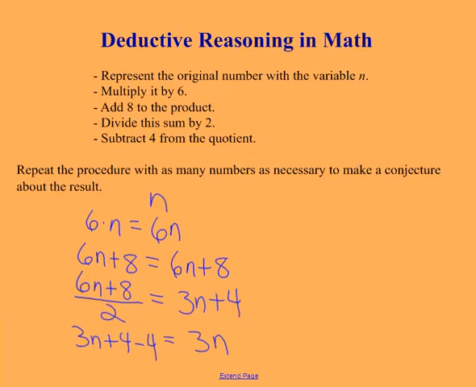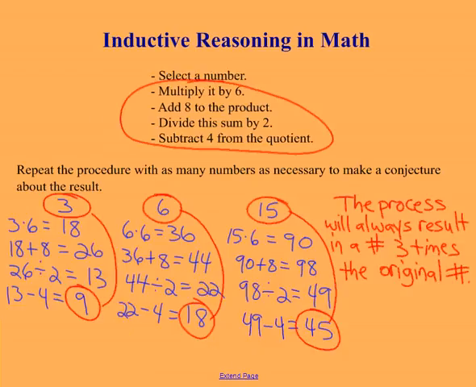Now, take a look at what we started with and what we ended with. Our original variable n can represent any number. So we finished with 3 times n. So what you see is, using inductive reasoning, we came up with a conjecture over here that was based on some examples. But of course, we only used 3 examples here, and 3 examples really isn't enough to have a solid conjecture that we can really be confident in.